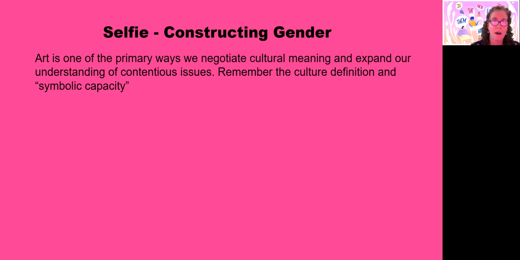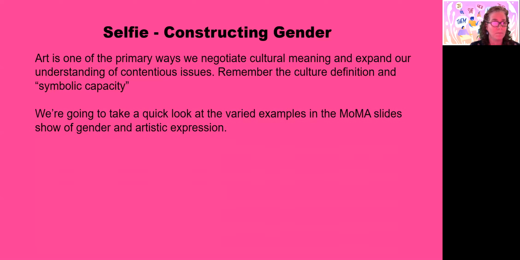And when we talk about gender, and even about sexual orientation, we use art to negotiate cultural meaning and contentious issues. And sometimes we'll use art to challenge normative views of gender expression and also sexual orientation. So we're going to take a quick look at the varied examples in the MoMA slides that show us their presentation of gendered expression.